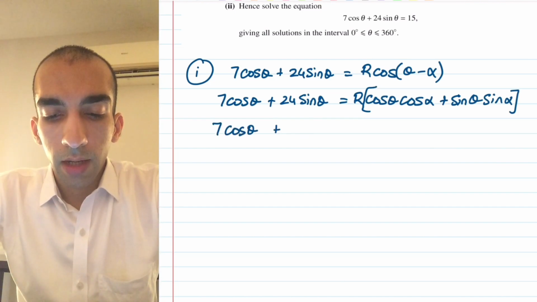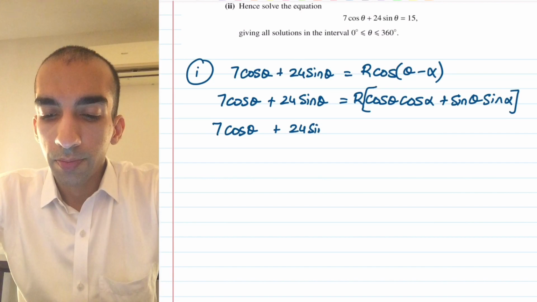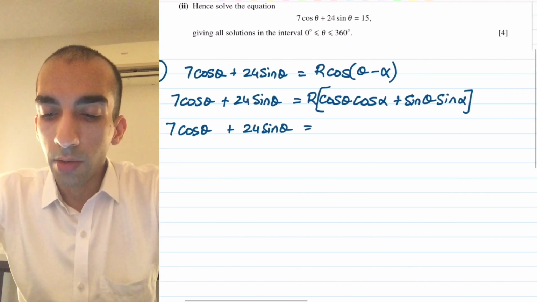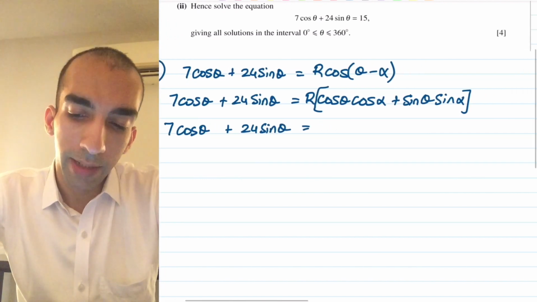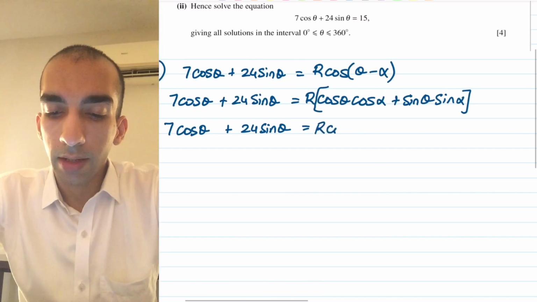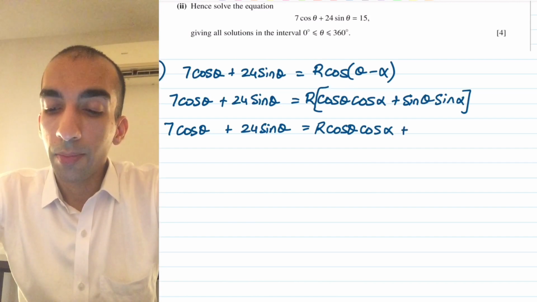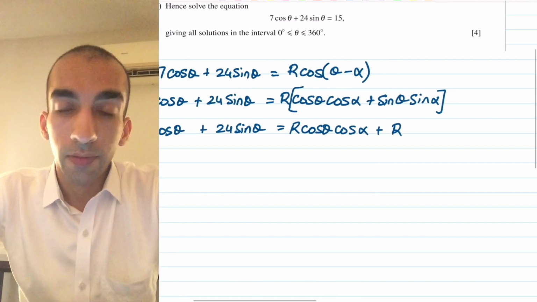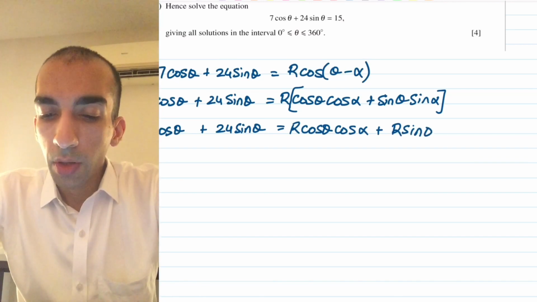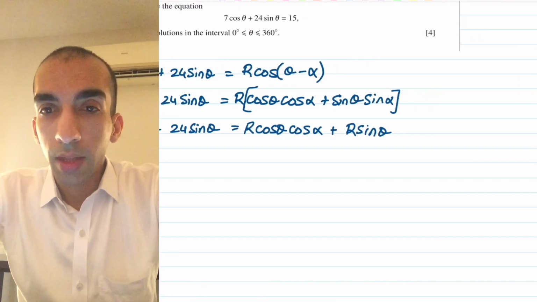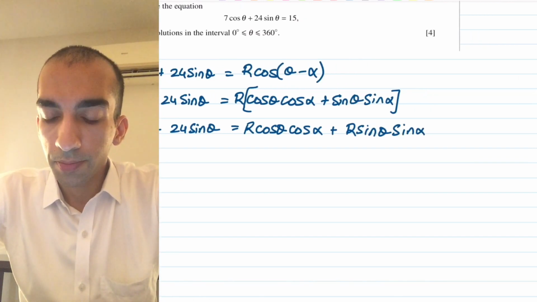We keep the left hand side as it is and open up the right hand side. Now expand that: r cos theta cos alpha plus r sin theta sin alpha. So r got distributed with everything on the right hand side. Now what do we have next?